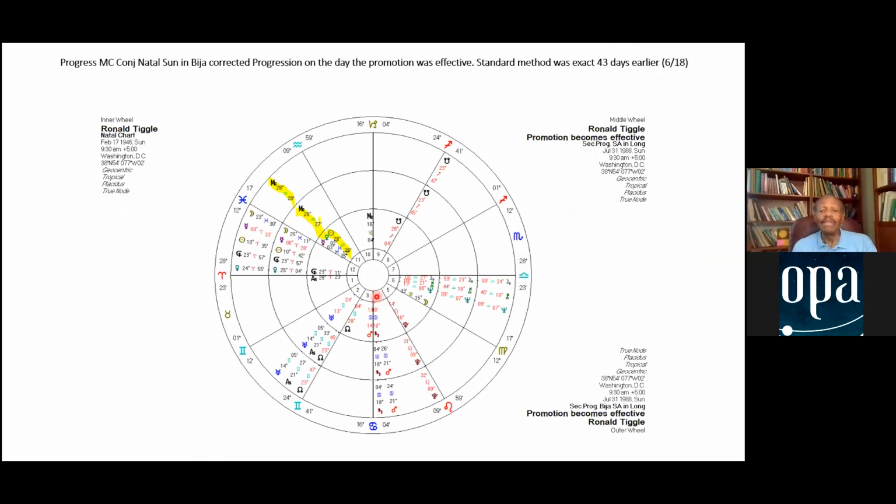And in this particular chart, the progress midheaven conjuncts my natal sun in the Bija corrected progression on the day that my promotion was effective, whereas the standard method came due 43 days earlier. Let's blow this up a little bit. Having some difficulty doing that. Let me go back here.